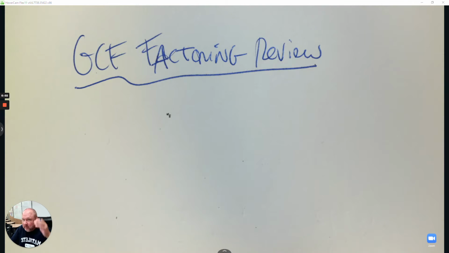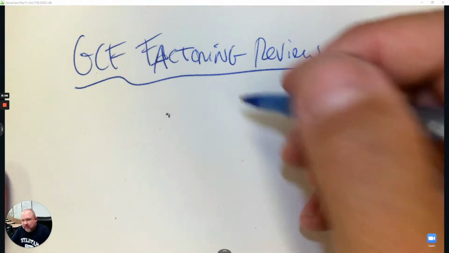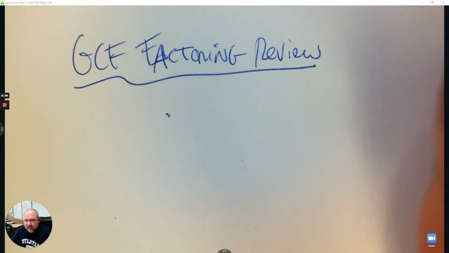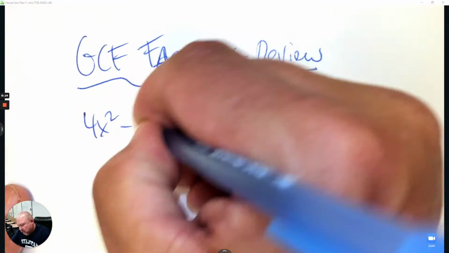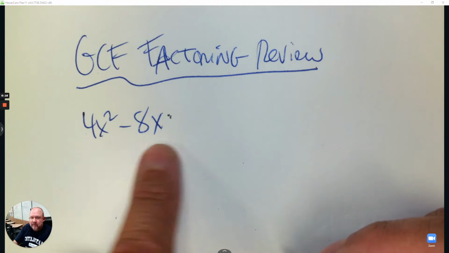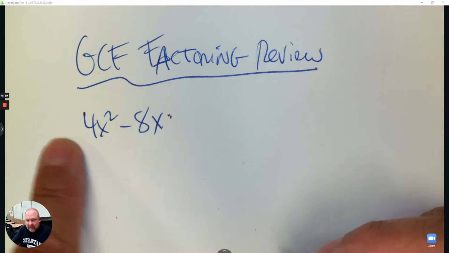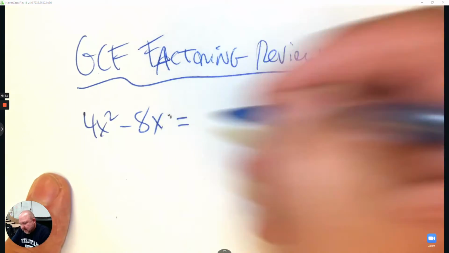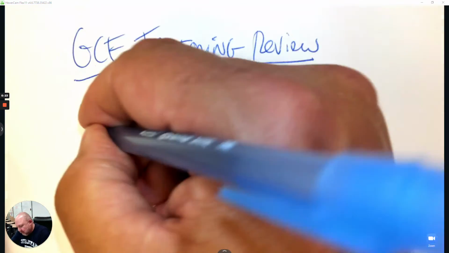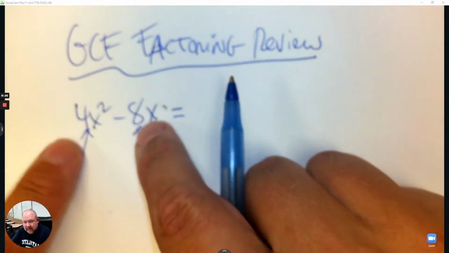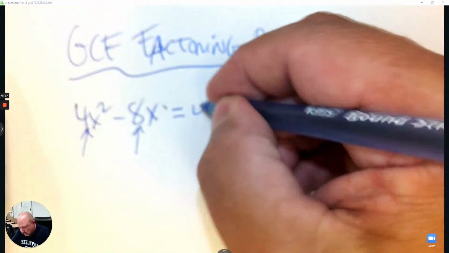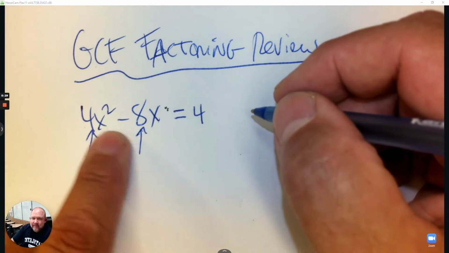All right, quick review on greatest common factor factoring review. So factoring is writing a polynomial as a product, something multiplying. So when I have something that has subtracting, I want to write that as a product. I'm looking for the big number. What's the number they share that goes into both? That's 4. And they both share that x.